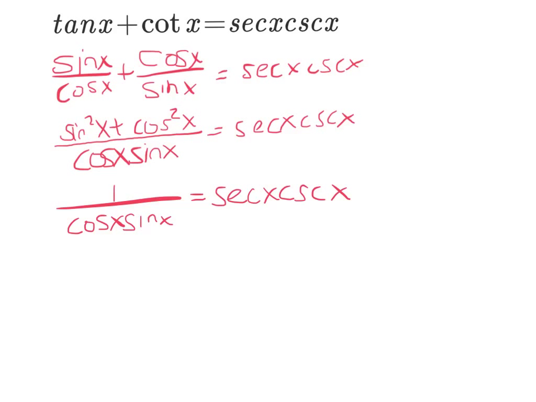And we're one step away. 1 over cos is secant, and 1 over sine, well, that isn't right. 1 over cos is secant. Let's try that again. And 1 over sine is cosecant. And there we go. That was a nice little one.